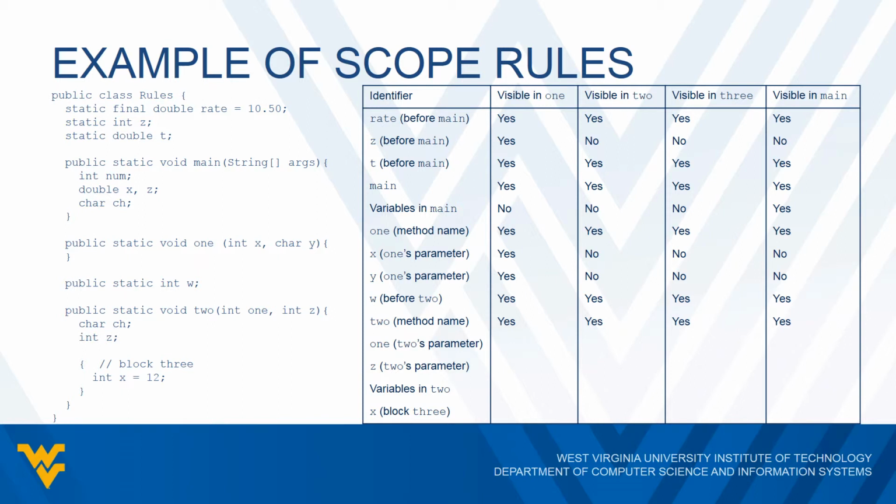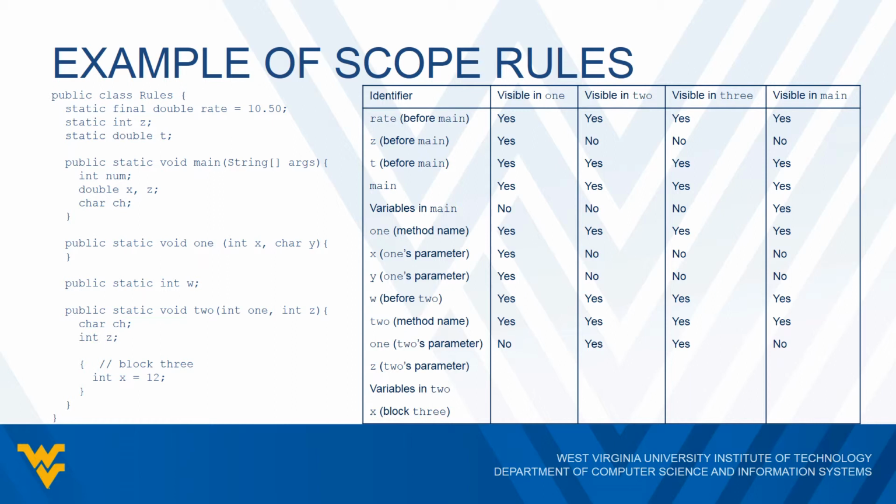As for method 2, just like with main and 1, it's a static method, so it is visible everywhere in the program. It's visible in all the other methods as long as I don't have a 2 defined in there. So in this case, it is perfectly fine. It's visible in 1, 2, 3, and main.